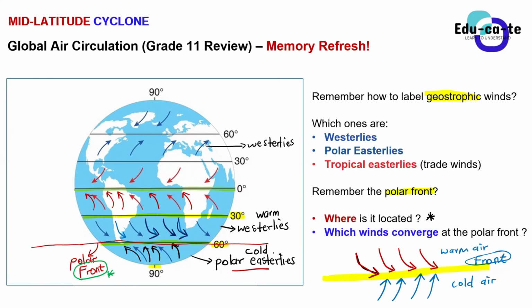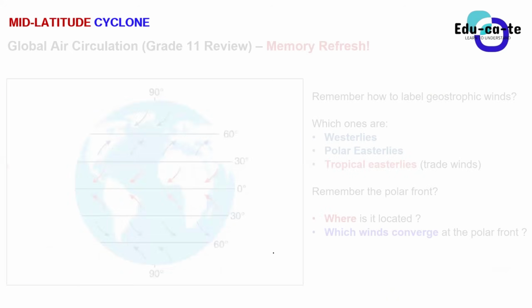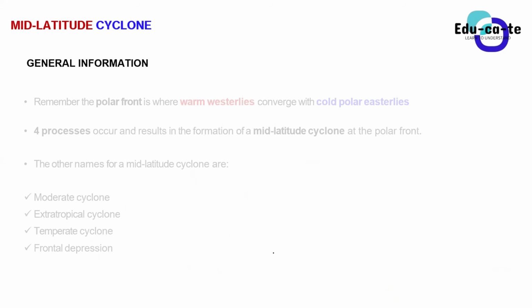Yes, sir. Yeah, this is revision. Why am I emphasizing a lot on this? I think I've already spent a lot of time emphasizing the same thing. It is because in geography, we are going to do what is known as a mid-latitude cyclone. And the mid-latitude cyclone forms in this way. Let's look at the general information.